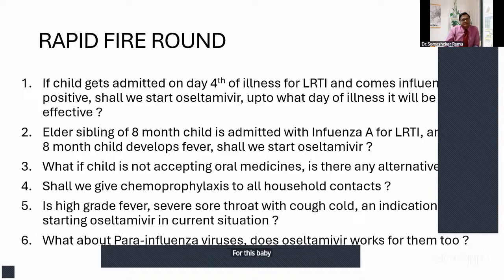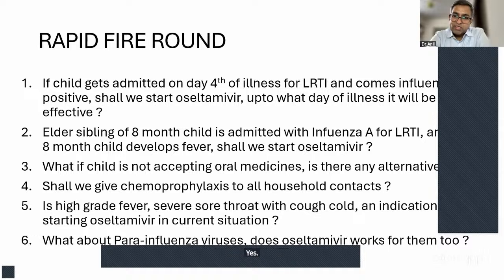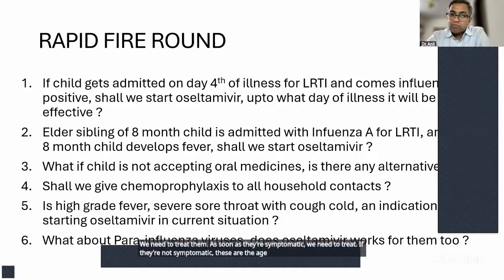Dr. Anil? Yes, sir. Anybody who is less than 2 years comes in that high risk zone, and we need to treat them. As soon as they're symptomatic, we need to treat. If they're not symptomatic, these are the age group where we give prophylaxis.